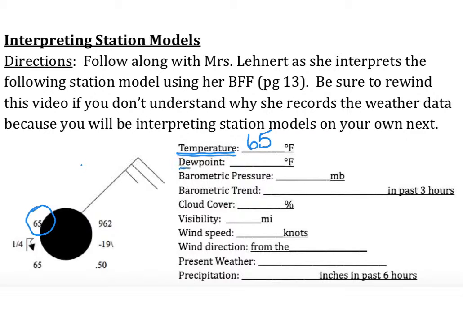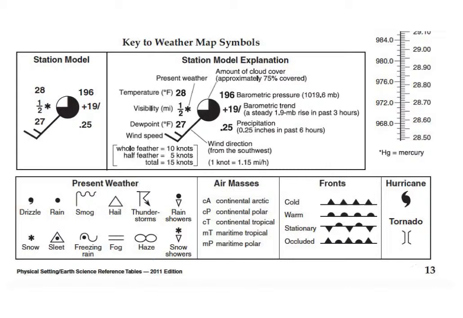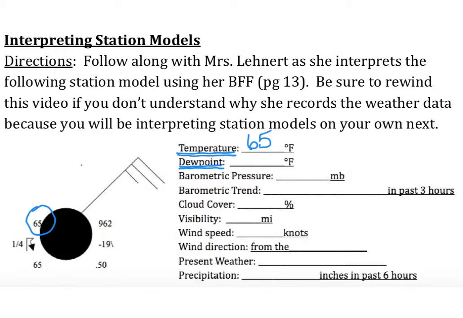Next up is the dew point temperature. So again, go back to your Earth Science reference tables and see if you can figure out where the dew point temperature is on this station model. If you look here, I found dew point right here. That means the number in the lower left from my little circle, wherever the circle is, 27 is my dew point temperature, and it's always going to be in degrees Fahrenheit again, just like our temperature was degrees Fahrenheit.